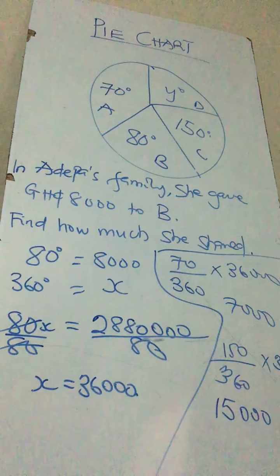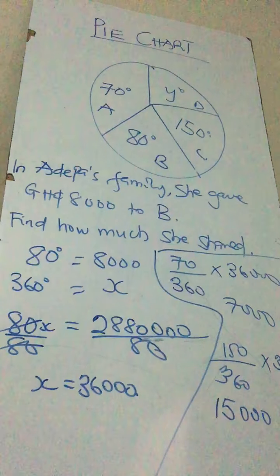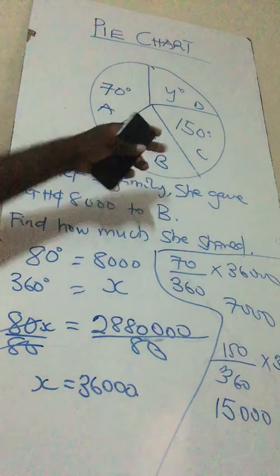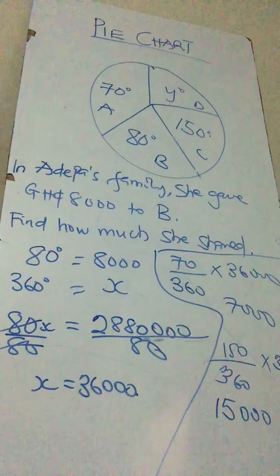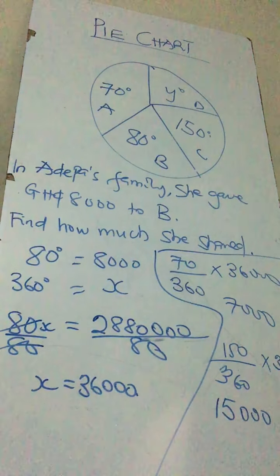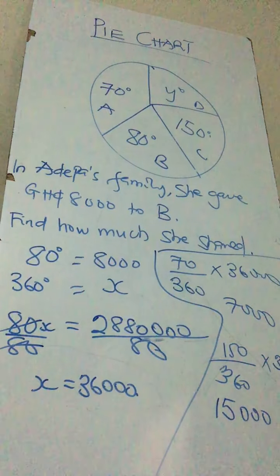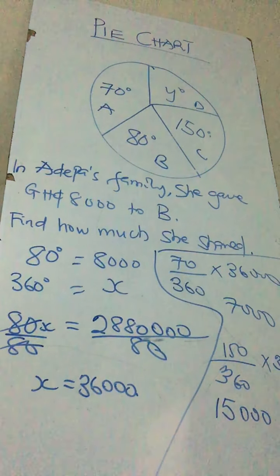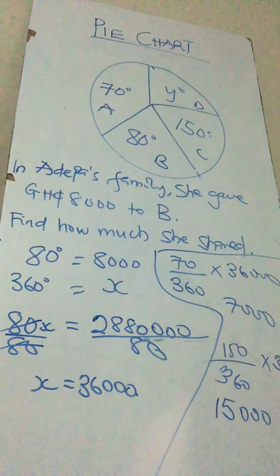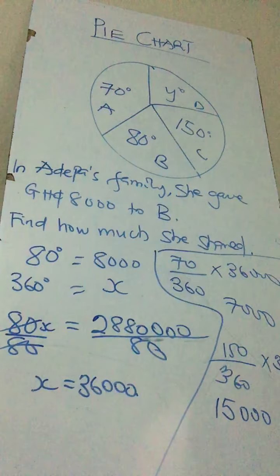If they ask you what is the probability of spending on B, you just take B's expenditure and divide by the total expenditure. So 8,000 over 36,000. Or what fraction of the total expenditure was spent on A? Now you know that A's expenditure is 7,000, so it will be 7,000 over 36,000. As simple as that. Are we okay?